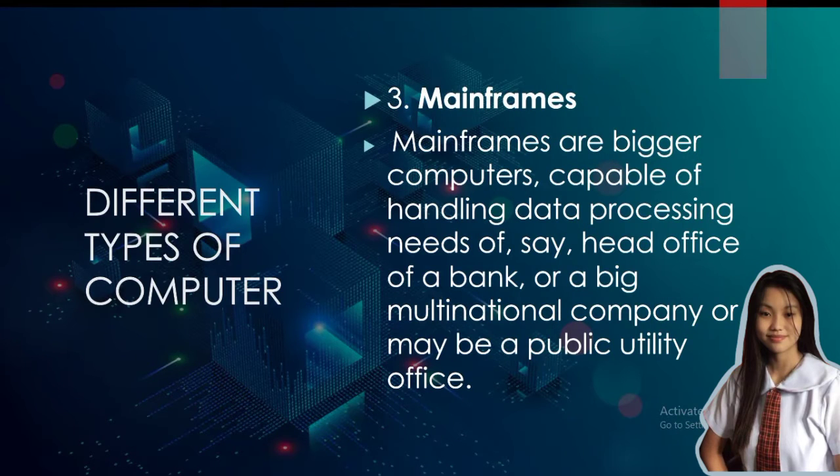The third type of computers is mainframes. Mainframes are bigger computers capable of handling data processing needs of, say, the head office of a bank or a big multinational company or maybe a public utility office. Mainframe computer systems have larger storage and the speed of processing is also very high.